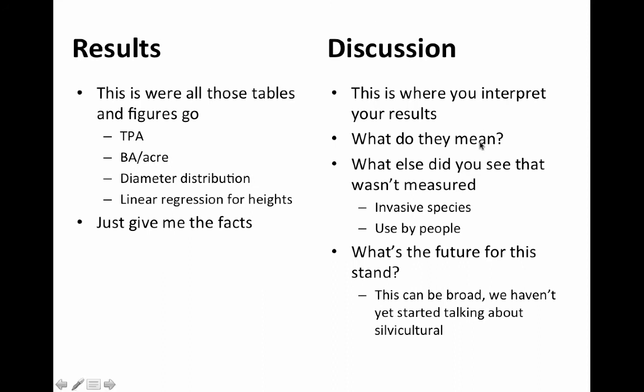The discussion is where you actually interpret your results. What do these mean? What else did you see that wasn't measured? Maybe invasive species. We're at a park, so maybe it's used by people. And also think about what the future is for this stand. Where do you see this going? What are the important attributes? How has this stand changed over its history?